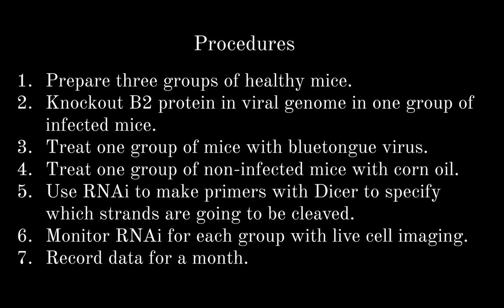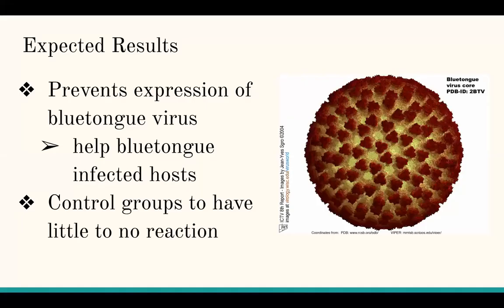And we would monitor RNA interference for each mice group with live cell imaging, and we would record the data for a month, since the symptoms of bluetongue virus are about 2 to 4 weeks. So the expected results would be preventing expression of bluetongue virus in infected hosts, and the control groups, the bluetongue virus group as well as the healthy mice injected with corn oil, would have little to no reaction, or be very similar to healthy or infected mice.